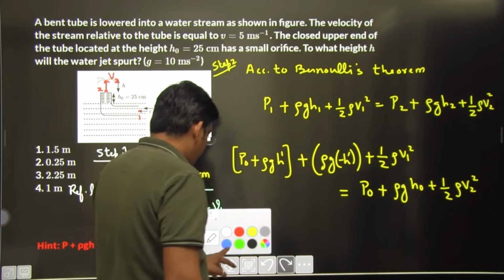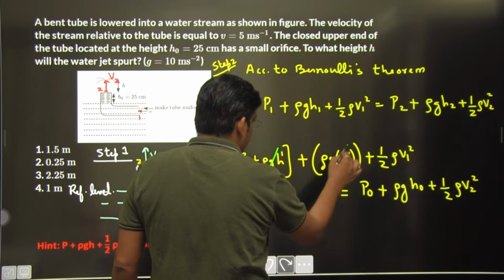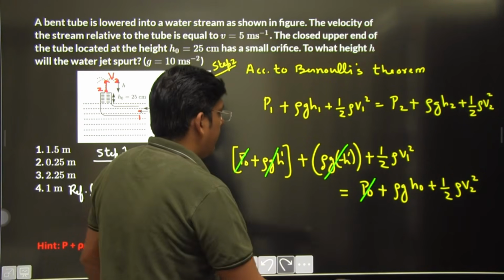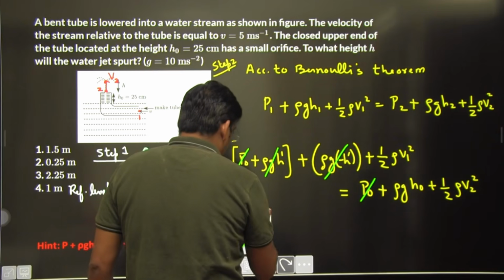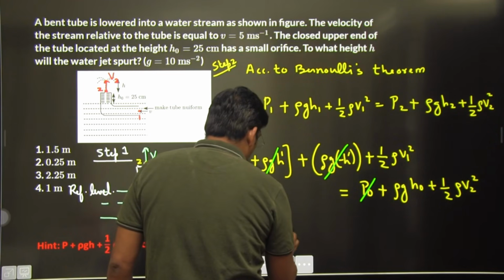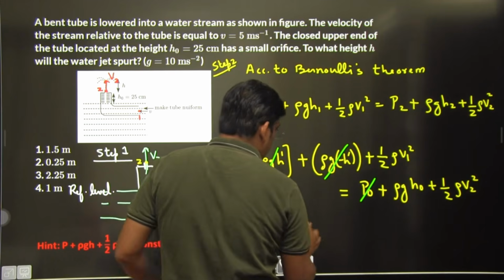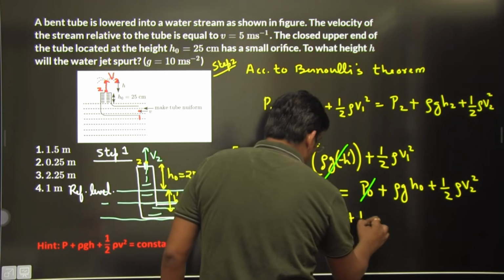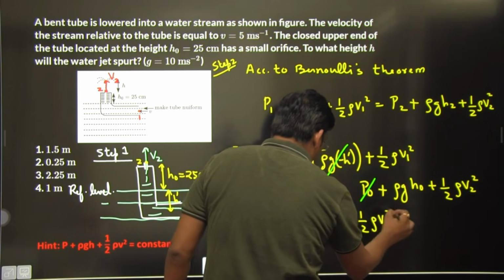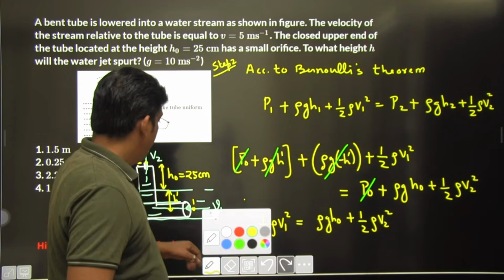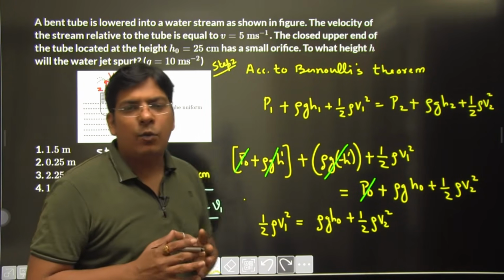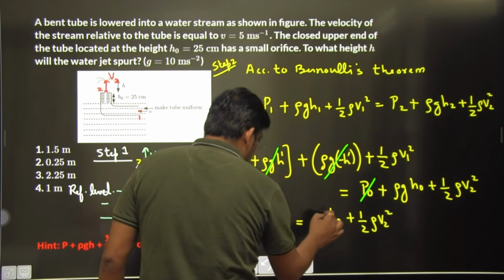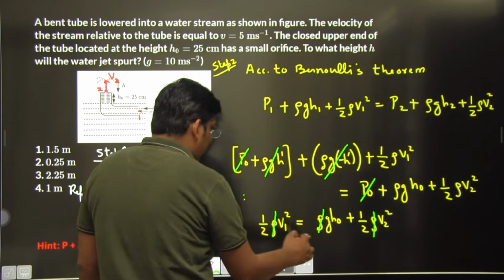Now let us simplify this. Rho g h dash and rho g h dash cancel, P naught and P naught cancel here. This equation now becomes 1 upon 2 rho v1 square equals rho g h naught plus half rho v2 square. Now considering that the density of water is not going to change, I'll cancel rho from everywhere.